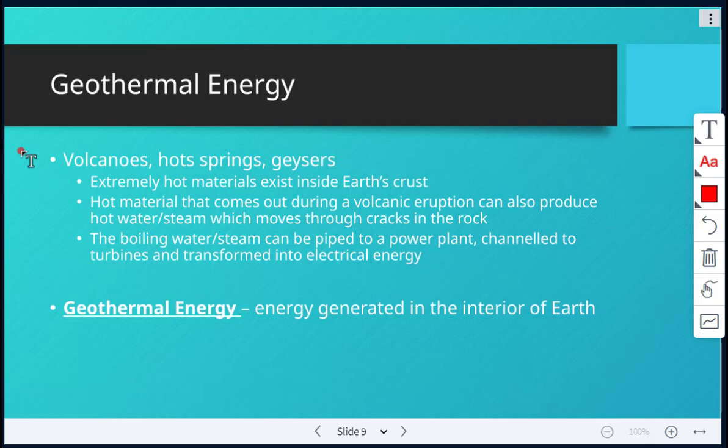And that hot material that comes out during a volcanic eruption can also produce hot water and steam, which will then move through cracks in the rock. That boiling water and steam can be used. It can be piped to a power plant, then channeled to turbines and transformed into electrical energy. All right, so that's what geothermal energy is. It's energy generated in the interior of Earth.